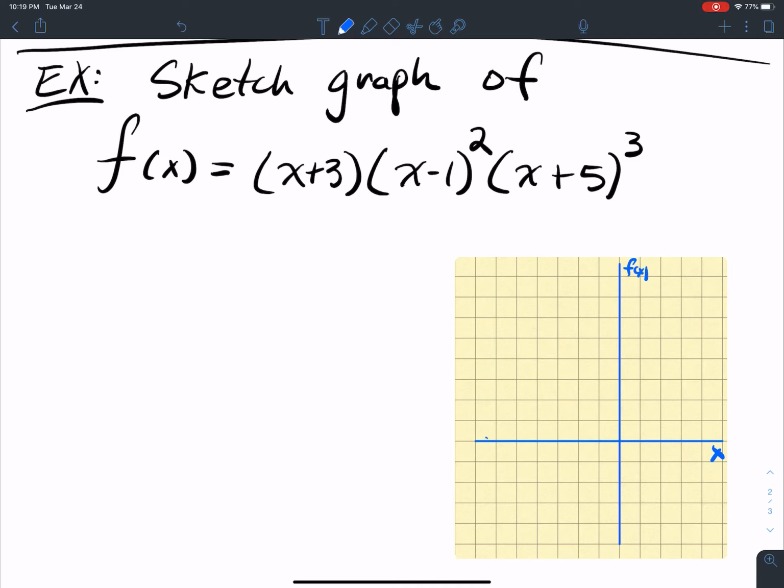Now, to do this, we need to know end behavior. Am I going up to positive infinity? Am I going down to negative infinity, right-hand and left-hand behavior? So how do I do this? I need to be able to have a lead term.